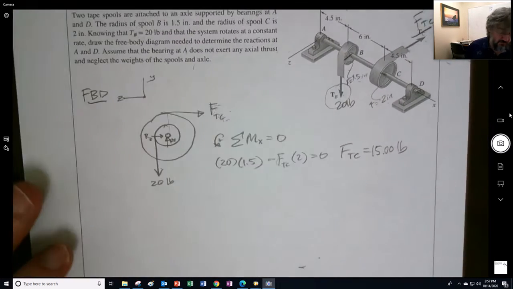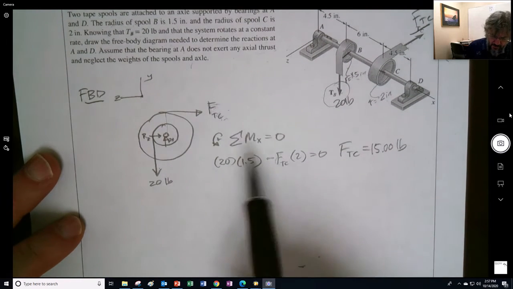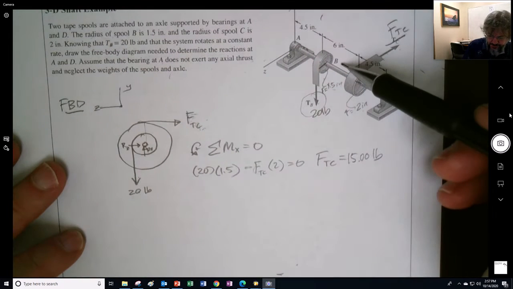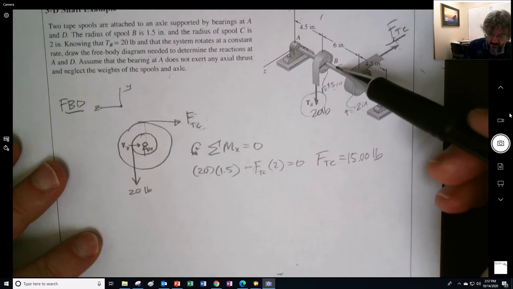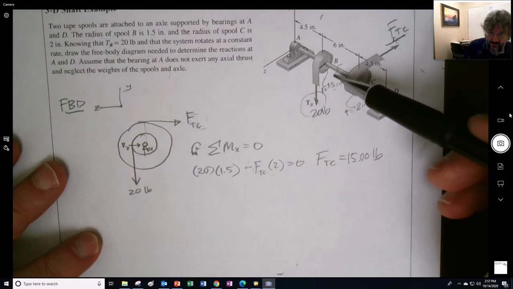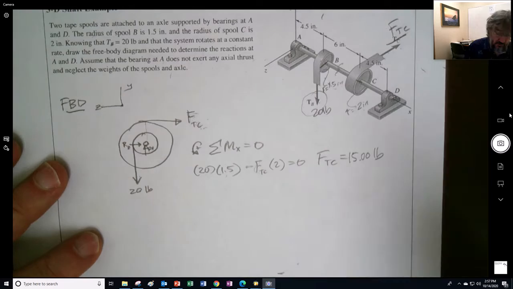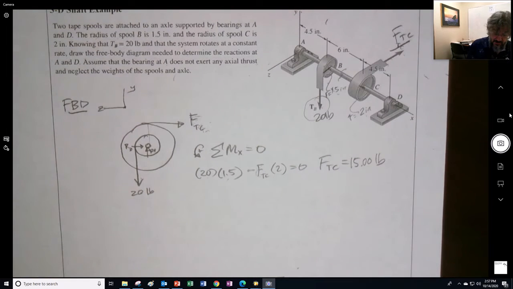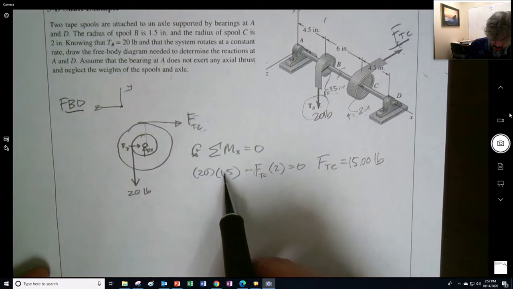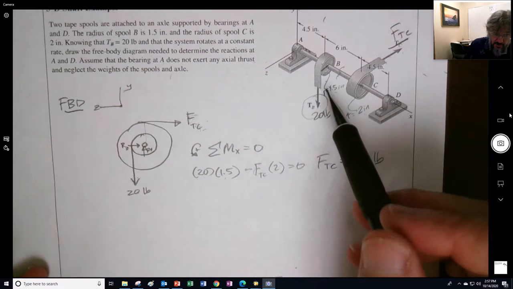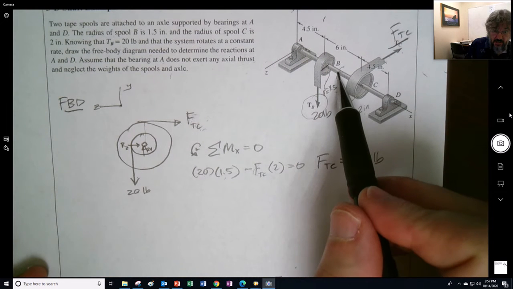Okay, simple enough, right? Now, one thing you might want to know is that later on in mechanics of materials, we might want to know what the torque is. The idea is that we have to cut this thing apart and see the torque on the inside. So the torque is actually 20 times 1.5. What is that, 30, right? So these are inch-pounds. 30 inch-pounds of torque is taking place here.